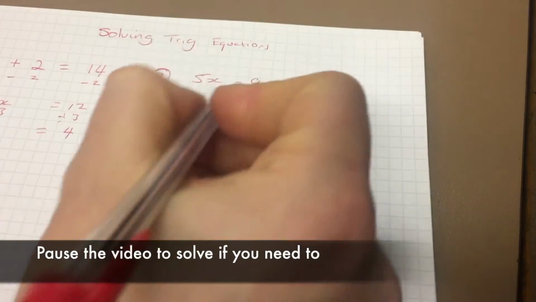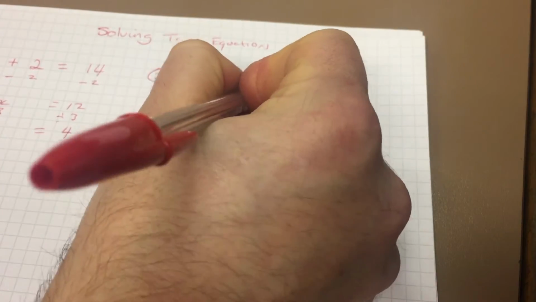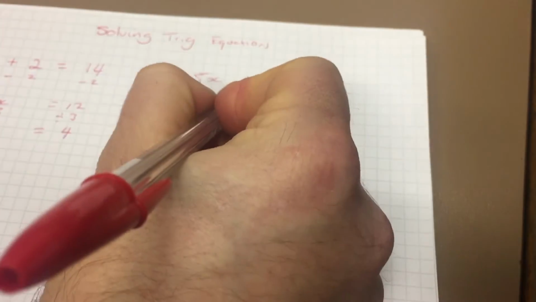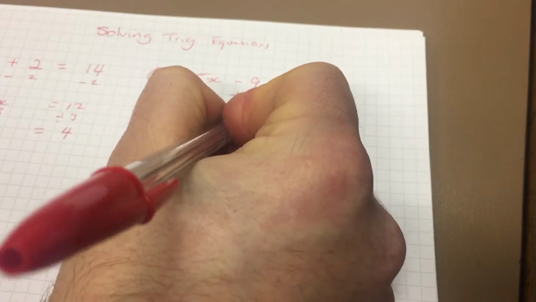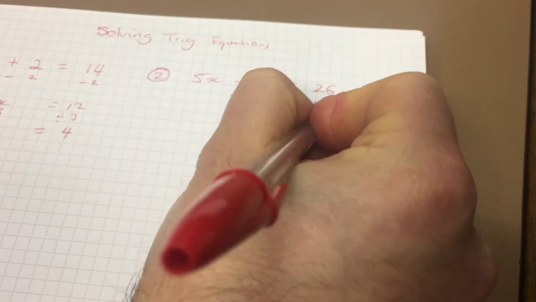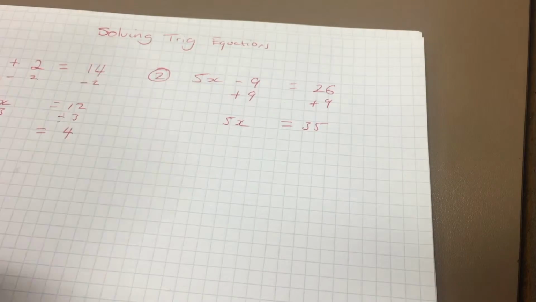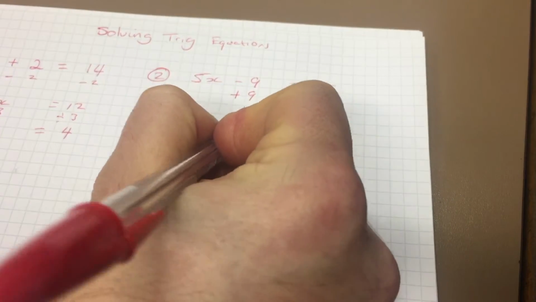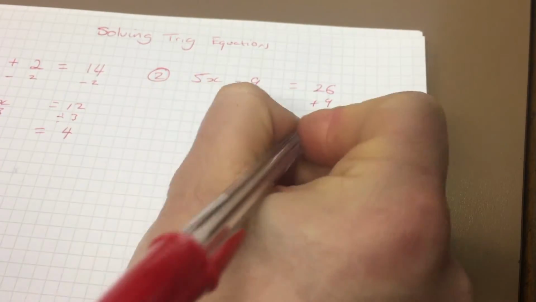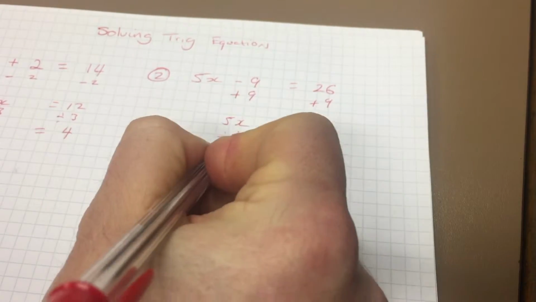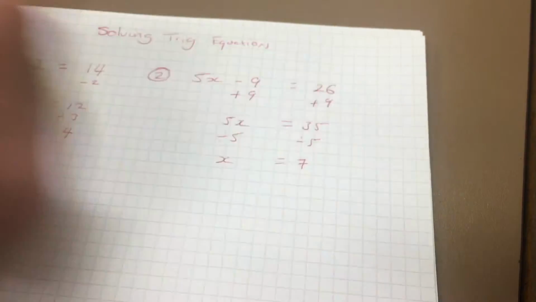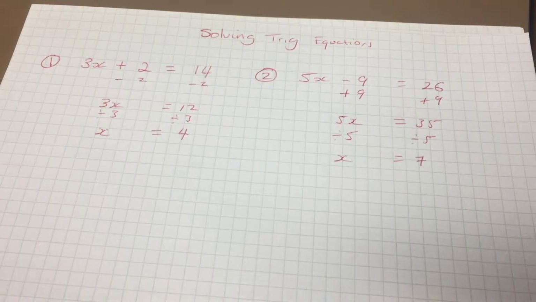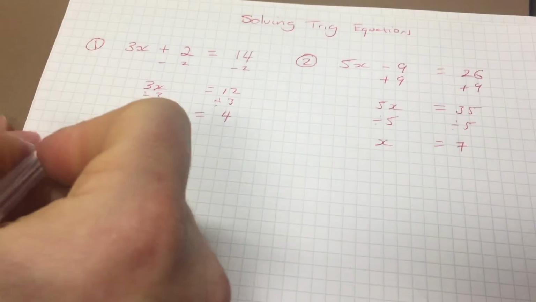Your solution: get rid of the minus 9 by adding 9 to both sides. 5x equals 35. Divide both sides by 5, because the opposite of multiplying by 5, since the 5 is next to the x, is dividing by 5. x equals 7. No problems. You should have had that done. Let's go for one more.